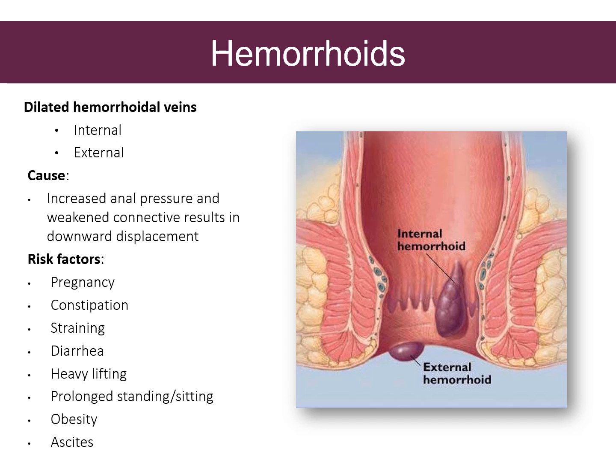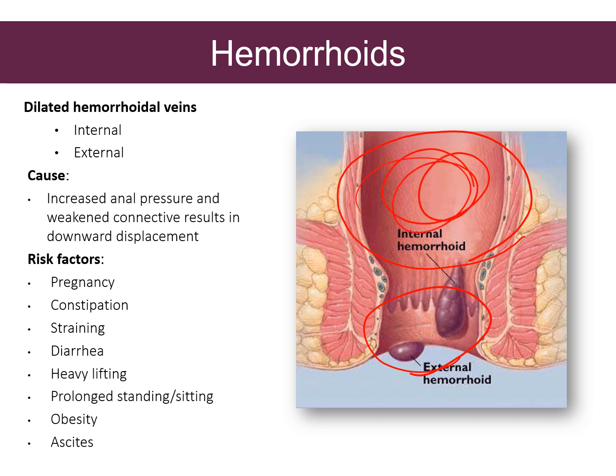So this is the rectum here. This is the anus. There's increased pressure in here, whatever's causing the pressure, and these mucosa sides become weak, and this downward pressure pulls out these engorged veins. Risk factors: pregnancy, constipation, straining with bowel movements, diarrhea, heavy lifting, prolonged standing, sitting, obesity, and ascites can put you at risk for hemorrhoids.